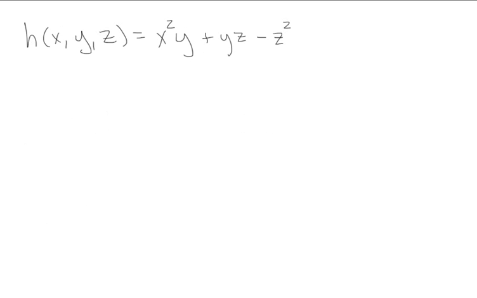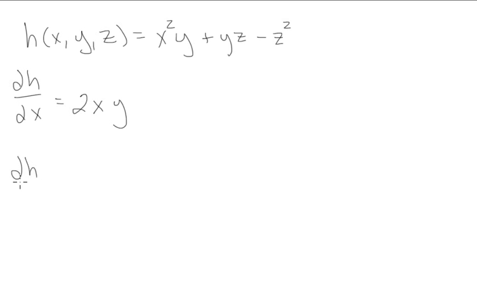So now we're going to take all three partials for this function h. I take the partial derivative with respect to x. In this first term, I treat my y as a constant. I bring down the 2. I'm left with 2x times y, the constant. There are no x's in my other two terms, so I'm done.